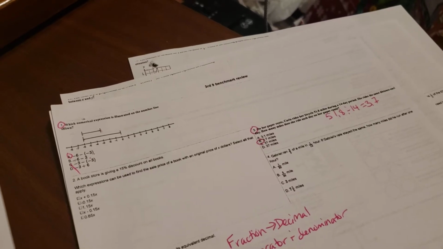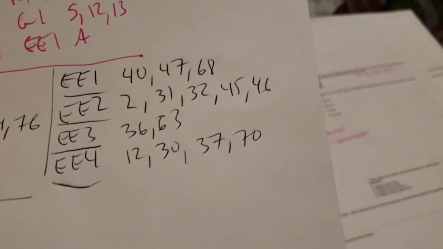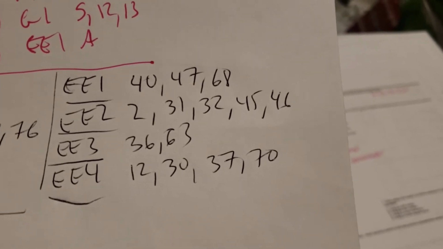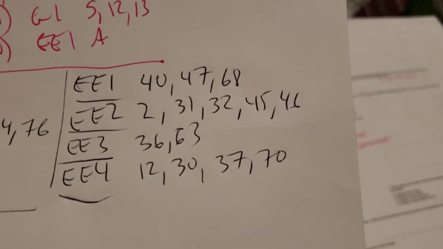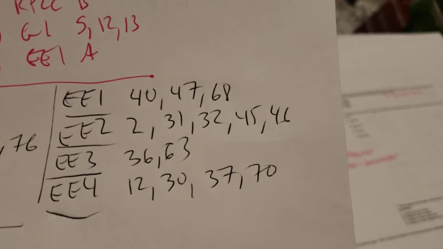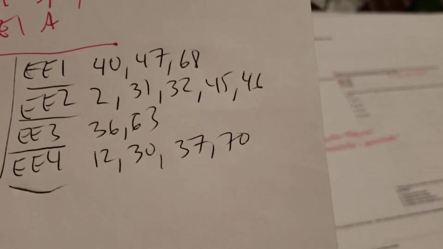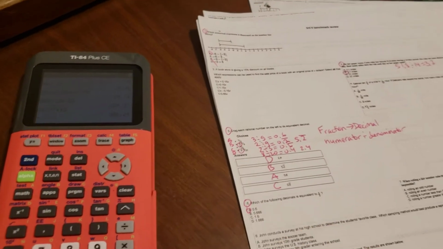Welcome back to the third 9-week benchmark review. We are going to go on to equations and expressions. We're going to start with one, which has 3 problems in it. Let's take a look at them: 40, 47, and 68. You can always pause at any time and try these for yourself before you hit play again.